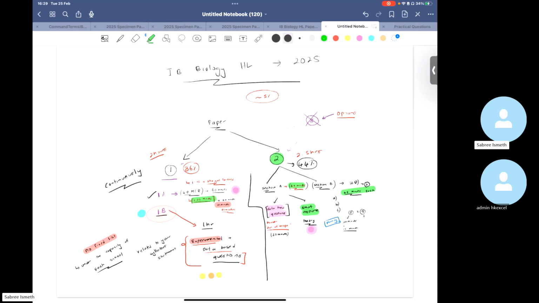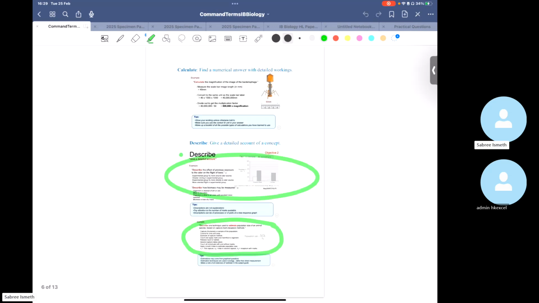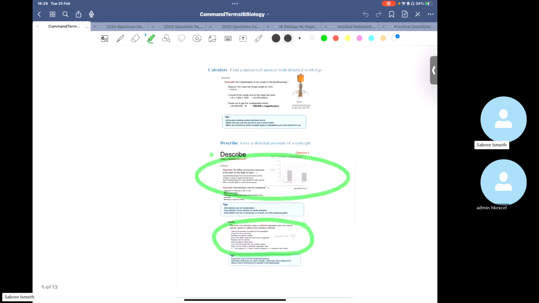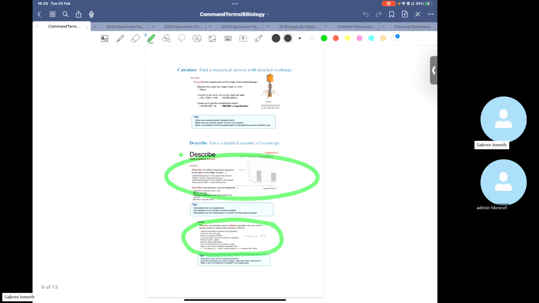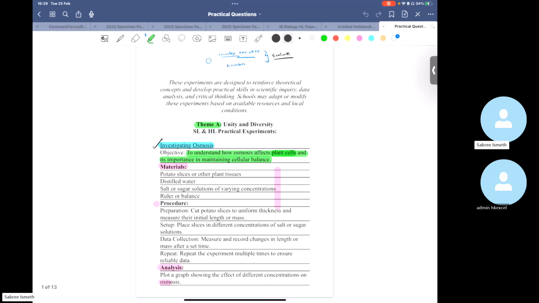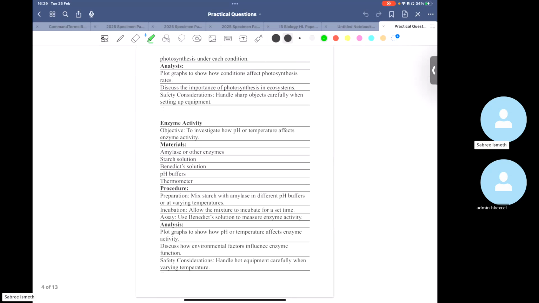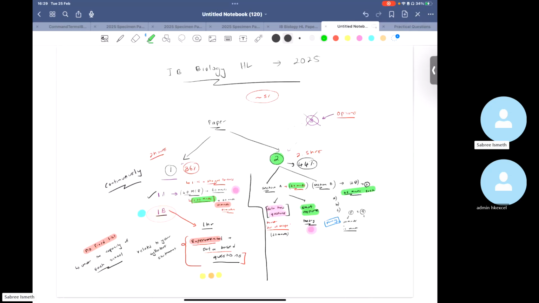So 2 important documents. One is the command statement booklet, which is talking about all the command statements and how you would answer those. The second one is essentially the practical questions they can ask you. So each of these experiments, you will go in detail and you will use that detail to answer questions for paper 1B, which is the more unique one for the new syllabus.